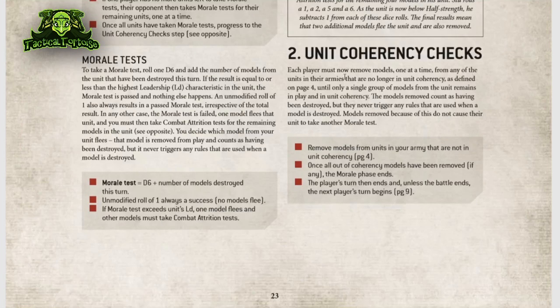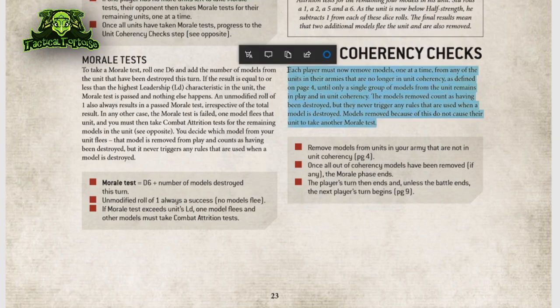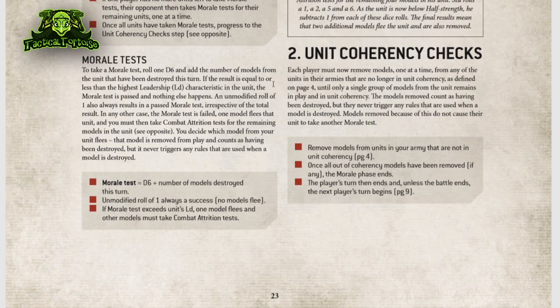At the end of the morale phase, you're now taking a unit coherency check based on those new unit coherency rolls that we talked about at the very beginning of the video. Any models that are found not to be in coherency are removed and counted as destroyed, but they do not count for morale tests that turn.